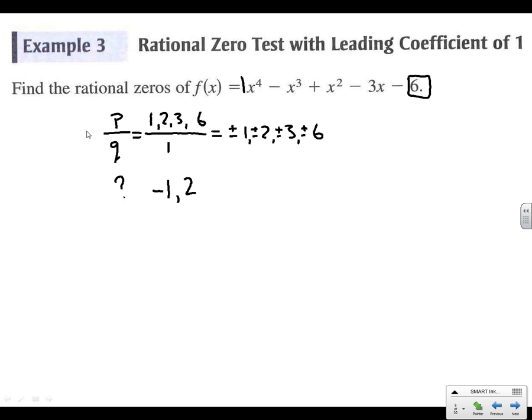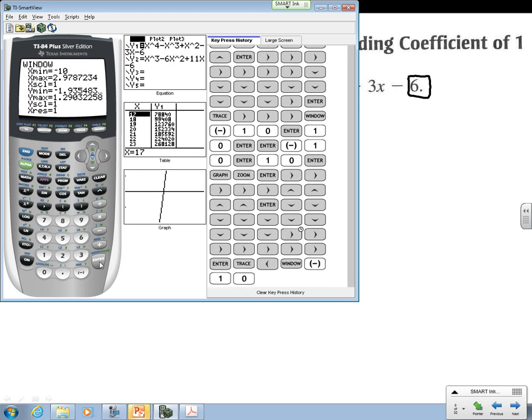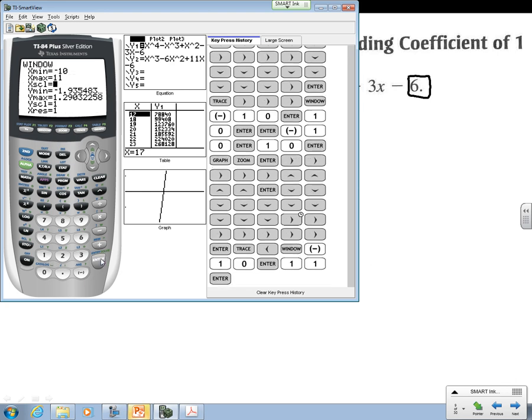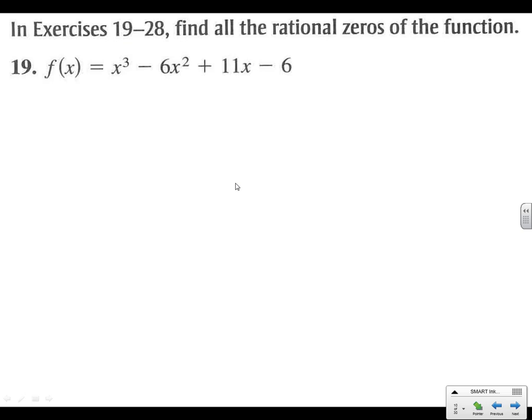And there's only two places where, if we looked at our graph, when we zoomed back out, go ahead and take it back to our original values. When we first graphed, it looks like this. It's only crossing in two places. So there's only two answers. We've got our two possibles up here.